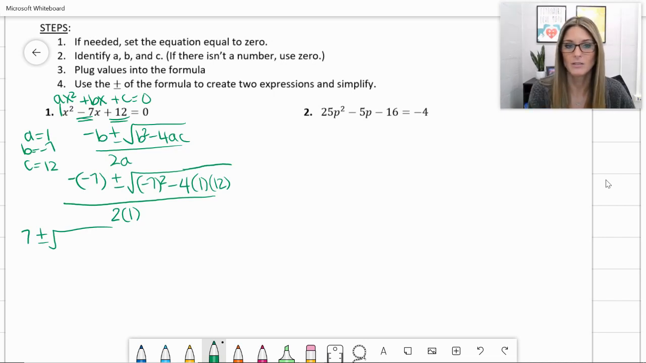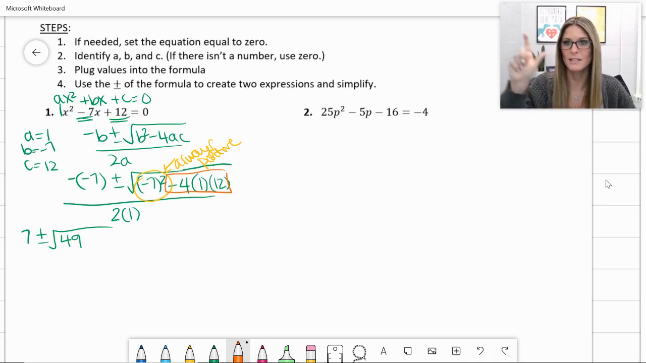negative 7 squared. Now, right there, where you have b squared, this should always be positive when you finish. So when I take negative 7 and I square it, I'm going to get a positive 49. That spot right there better always be positive, I promise. Every time, whether the b value was positive or negative, when you square it, it'll be positive. The rest of this, we've got minus 4ac. I've got negative 4 times 1 times 12.